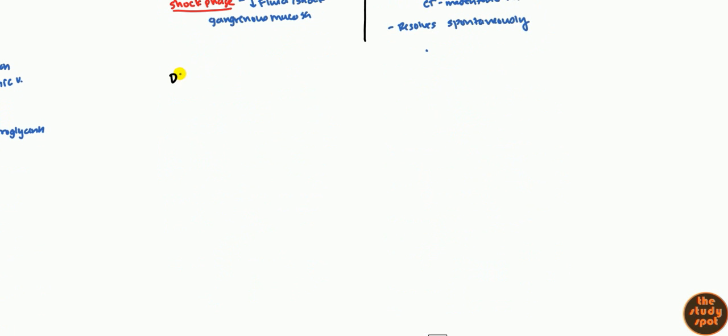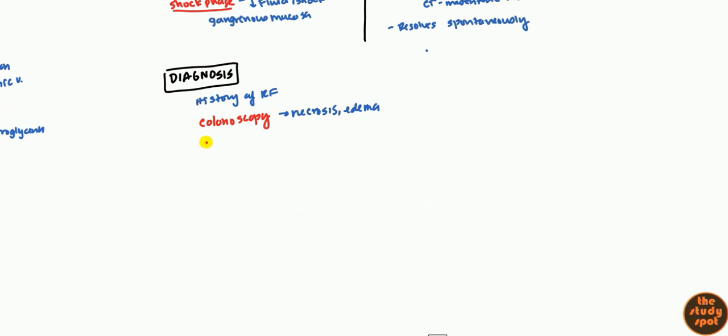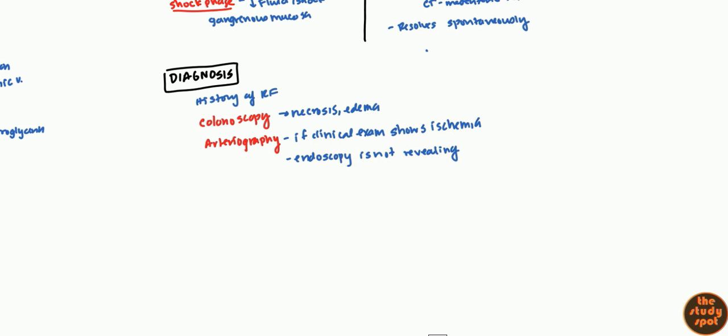So how do you diagnose colonic ischemia? The first thing that you want to look for is any history of the risk factors that we mentioned earlier. Then you're going to want to do a colonoscopy, which will show some area of necrosis and edema. Or you can do an arteriography, and you only want to do this if the clinical examination shows ischemia, but the endoscopy is not revealing anything. So it's something to do if you're conflicted, but the results aren't showing what you would expect.